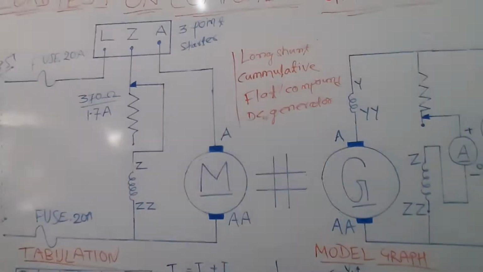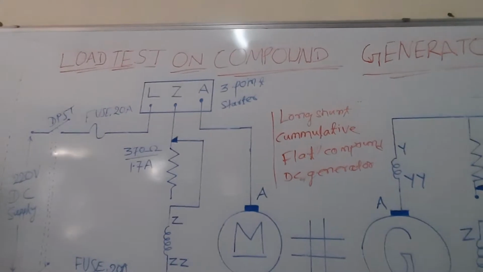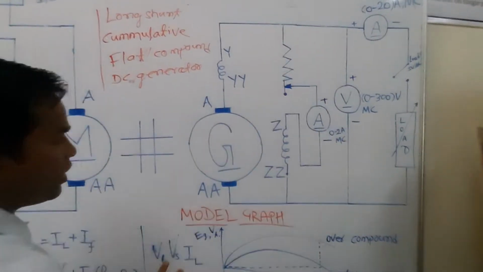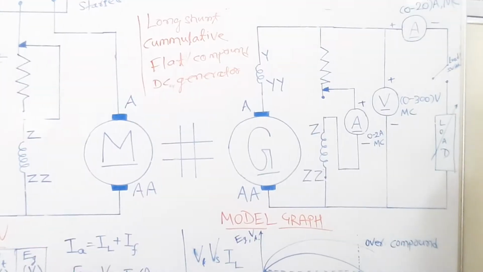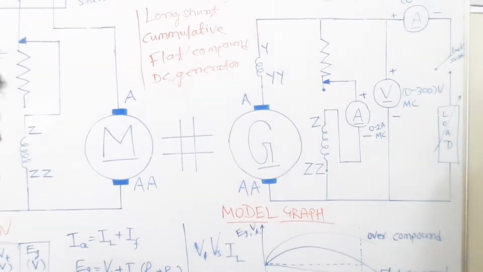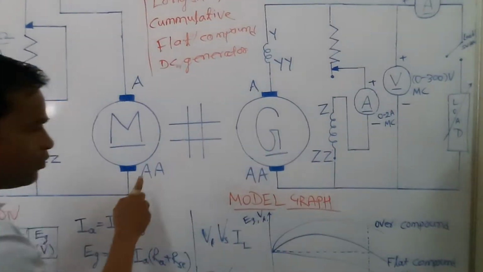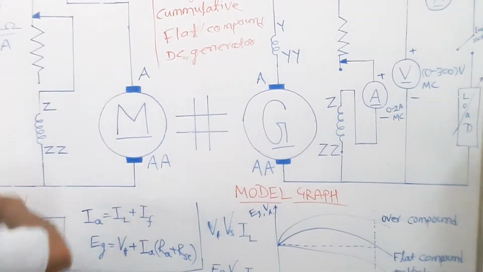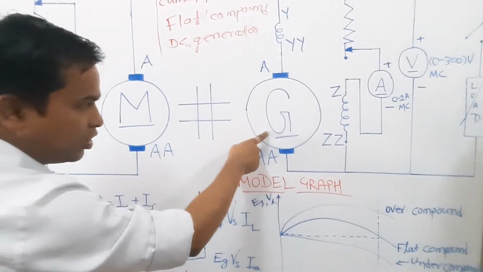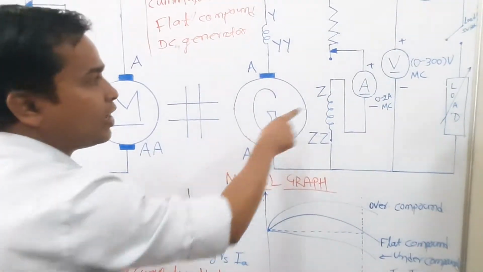The name of the experiment is load test on DC compound generator. So this is my generator. Now I know that a generator needs a mechanical input and it gives electrical output, and this mechanical input to the generator is given by this motor. That is why this motor is there. The purpose of this motor is to supply mechanical energy to the generator so that the generator can convert this mechanical energy into electrical energy.